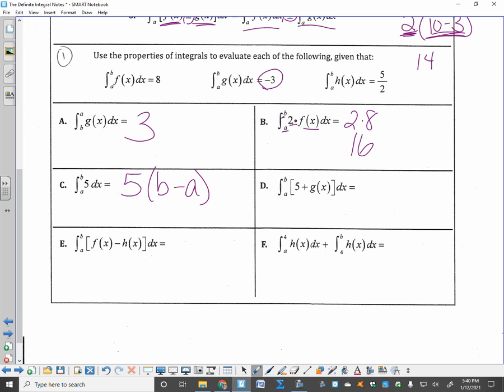All right, this one's going to be 2 separate integrals, so you can look at it like that. So 5 times b minus a for the first one, plus, and then g from a to b is a negative 3.